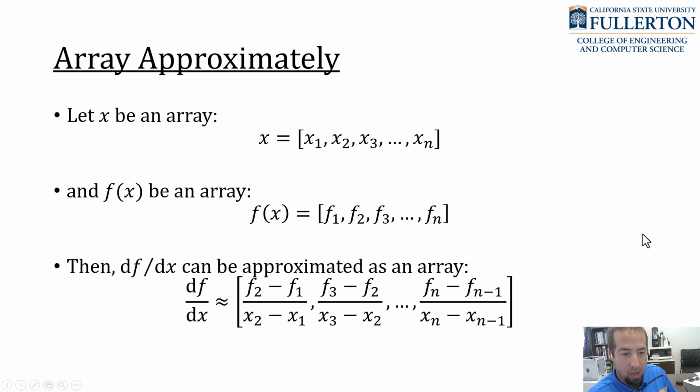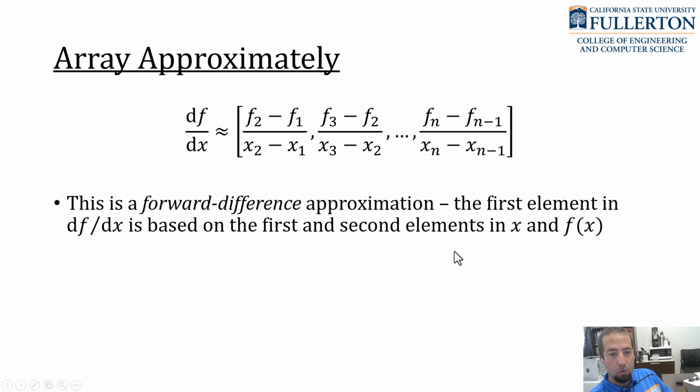You can see at x1 and f1, the derivative can be approximated as the difference between f2 and f1 over the difference between x2 and x1. Okay. Basically breaking down that derivative we saw on the previous slide into a series of steps based on a finite collection of x and f of x values.